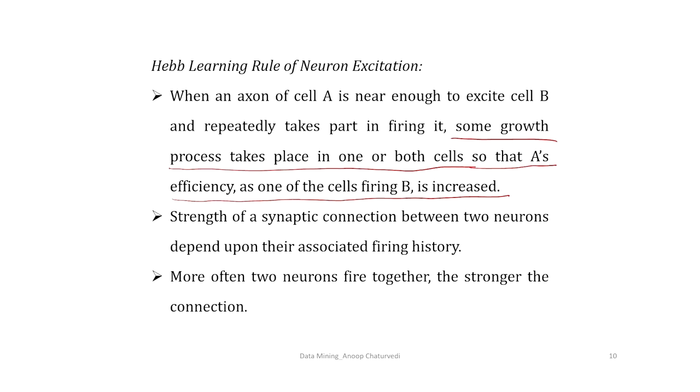So, it is just like when the input variable x takes value 1, that is, it fires, then it excites the cell B. Since cell B has output Y, it increases the chances of Y also firing, Y also taking value 1. Then some growth process takes place in one or both cells. So, if you are assigning the same weights to all the input variables, then you are not taking account of such kind of growth process.